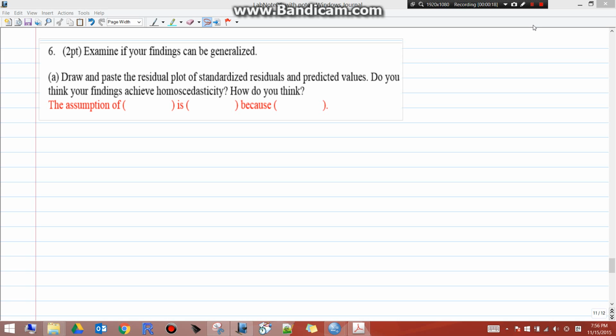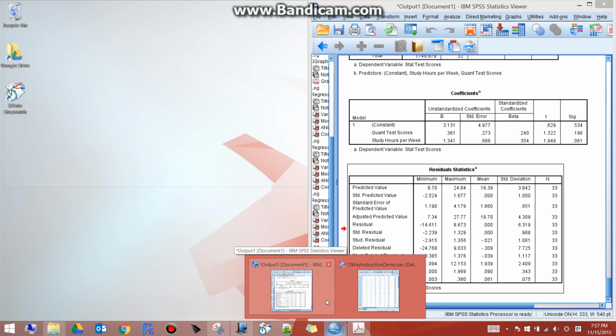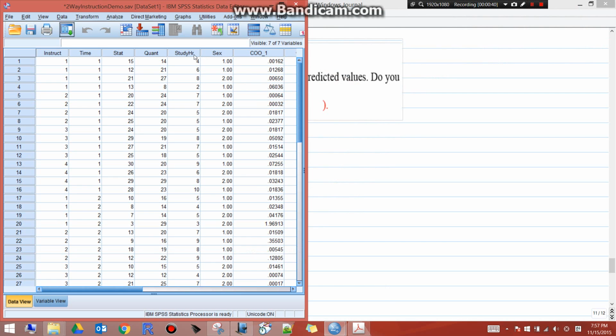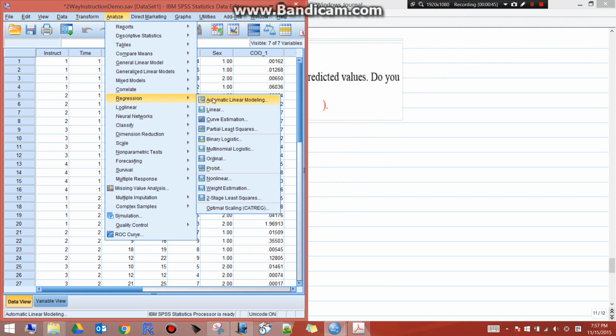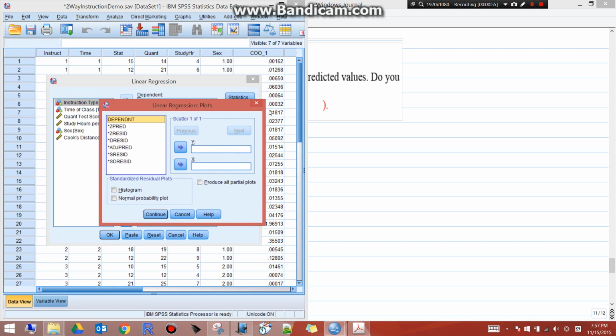This is the question of homoscedasticity. So we're going to actually draw the plot for the homoscedasticity and the normality assumption of residuals, normal distribution of errors. So go to Analyze, then Regression, and Linear, and we already set all the settings here. So simply we will go to Plot. We're going to just edit the plot.